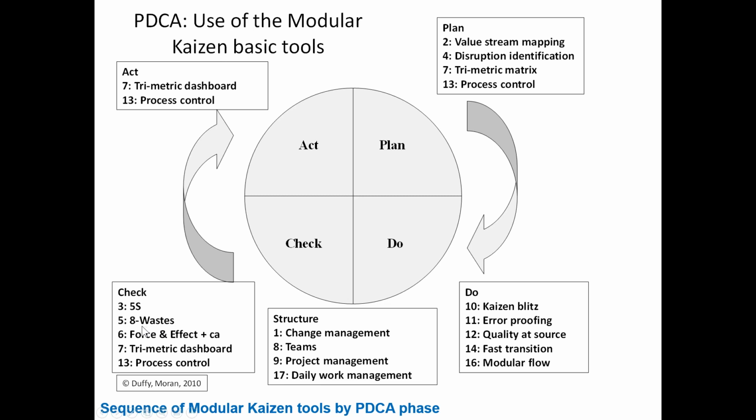What did we forget? What did we miss? Force and effect plus the check and act. Are we addressing all the issues? Are there any issues we need to adjust? Anything we need to abandon? Was our idea initially incorrect and we need to go back and redo it?